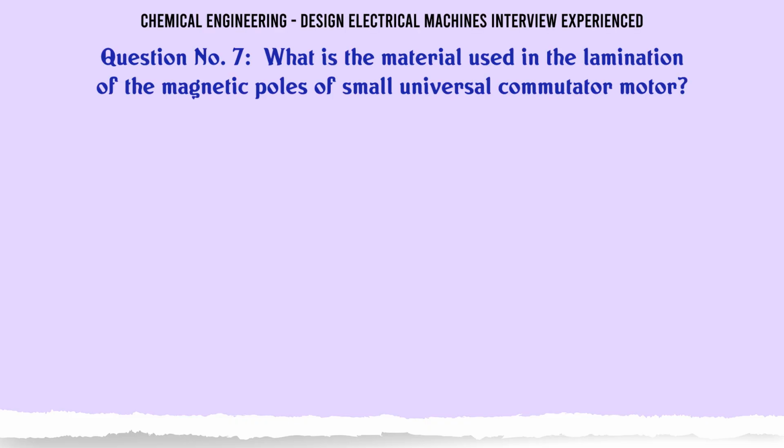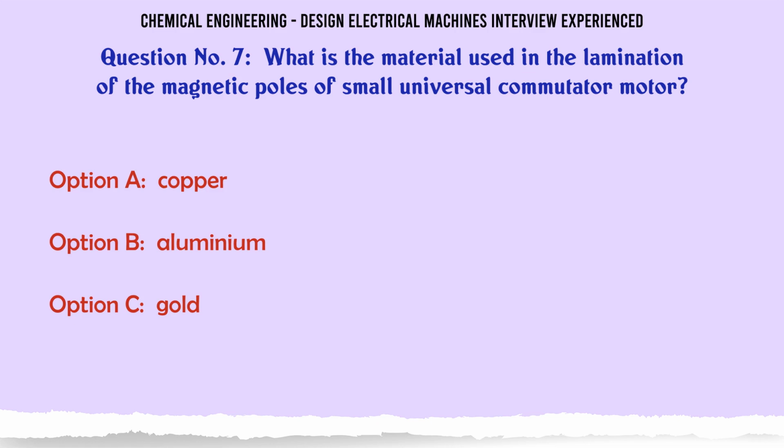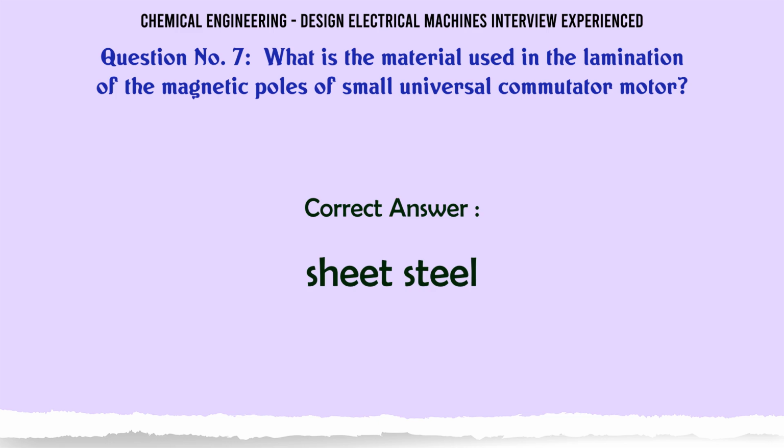What is the material used in the lamination of the magnetic poles of small universal commutator motors? A. Copper, B. Aluminium, C. Gold, D. Sheet steel. The correct answer is sheet steel.